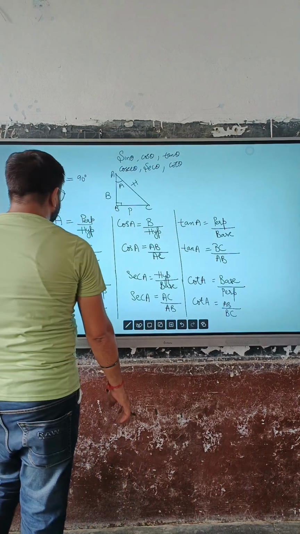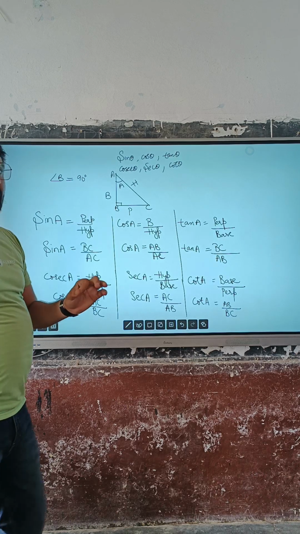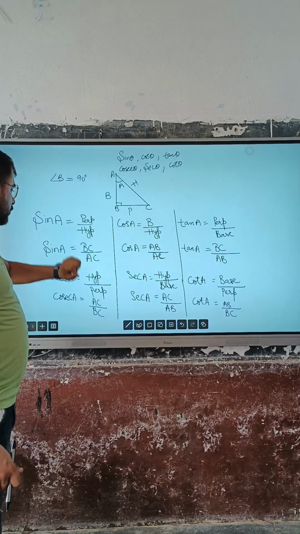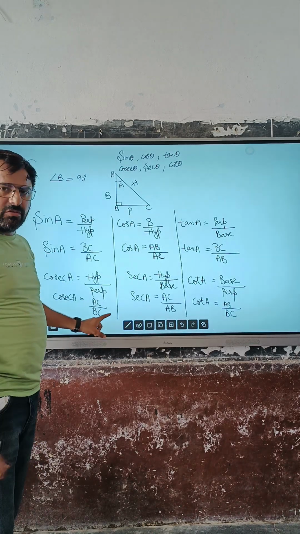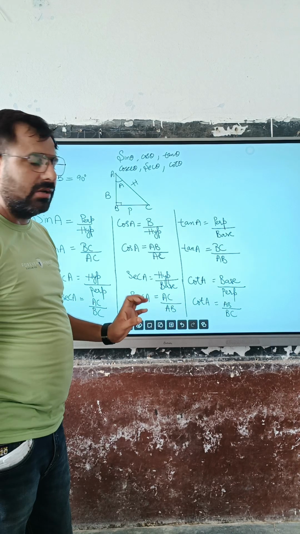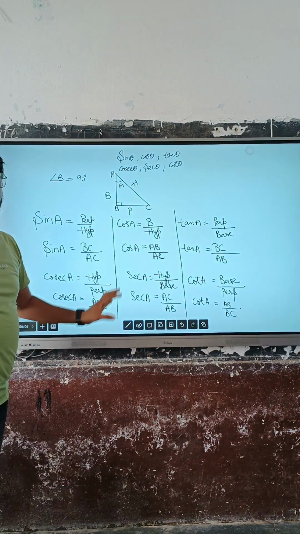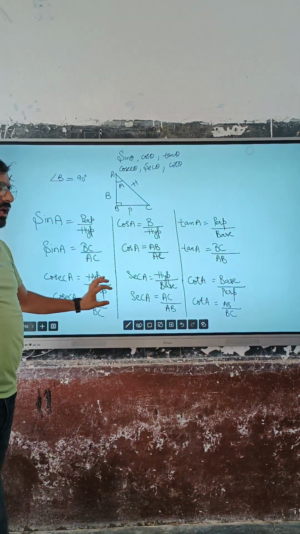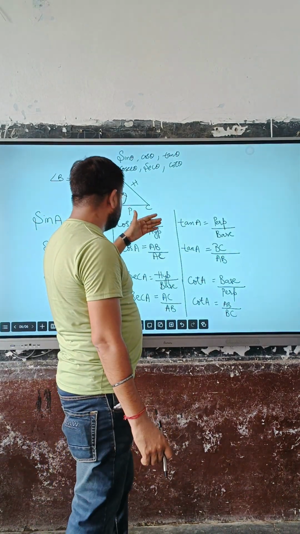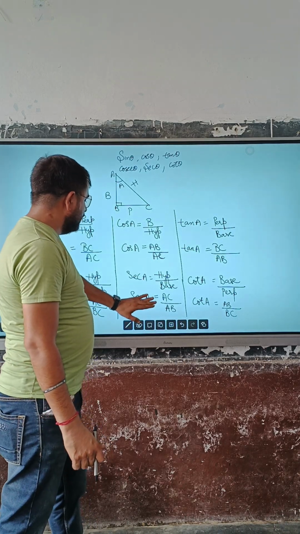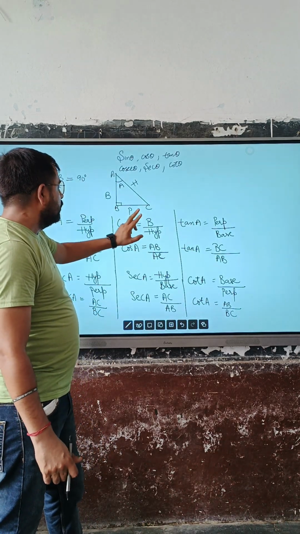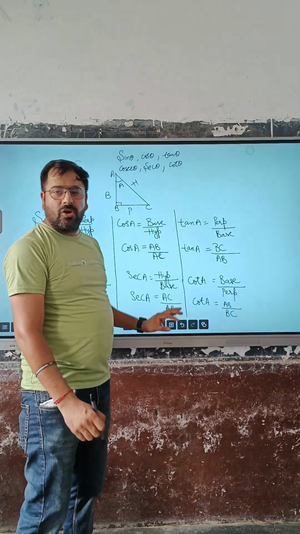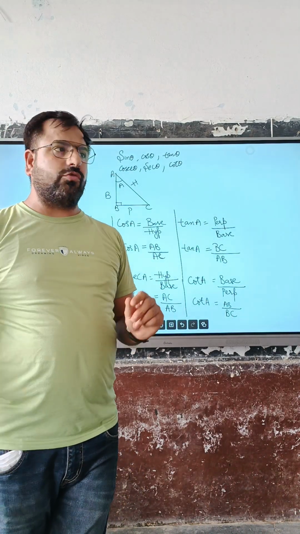Firstly, we have noticed here that sine is perpendicular upon hypotenuse, but cosecant is hypotenuse upon perpendicular. So one relation is also derived here: sine and cosecant are reciprocal to each other. And cos and secant are reciprocal to each other, because cos is base upon hypotenuse and secant is hypotenuse upon base.